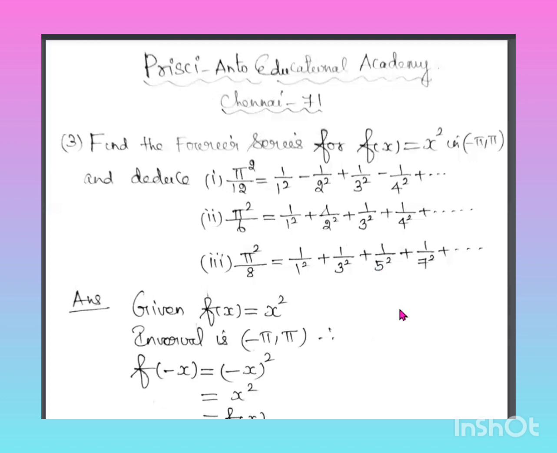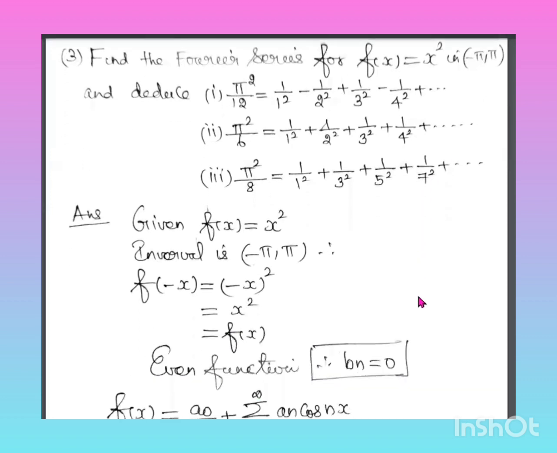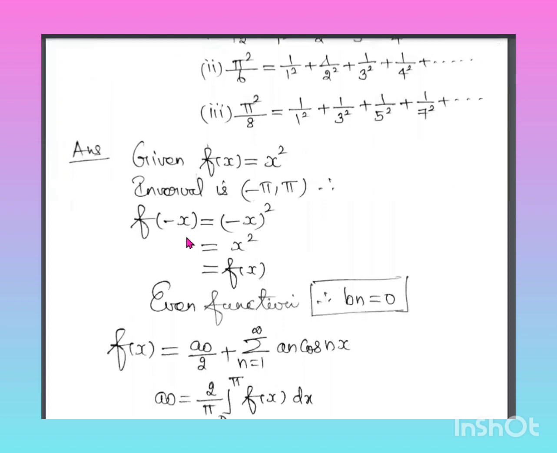First you have to find a naught, an, bn. But here we have to check if the limit is minus pi to plus pi, minus L to plus L, minus 3 to plus 3, minus 1 to plus 1. So both values will be the same, but one will be negative, another positive. With minus pi to plus pi, you can verify whether the given function is even or odd. So how to verify? I'll explain.